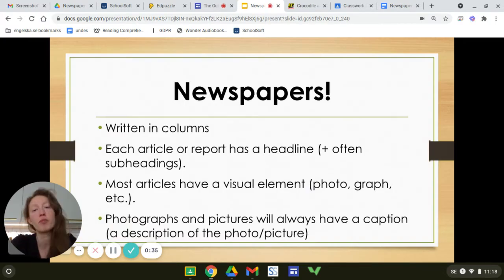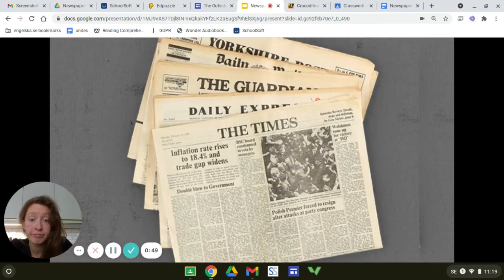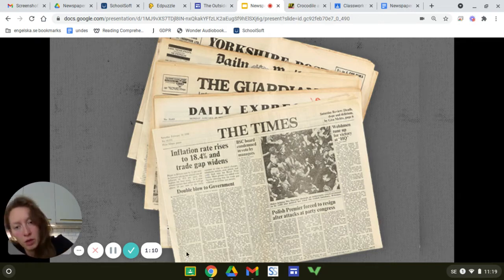Newspapers, as I'm sure you know, are written in columns. They have headlines and sometimes subheadings. They have a visual element, photos, graphs, whatever. Those photos have captions, a description. Check out these newspapers. All right, so you see the name of the newspaper and the date is up here, although different newspapers have different designs. Photos with captions, headline with a subheading. This would be called the lead paragraph, but more on that later. Written in columns. Know what I mean?